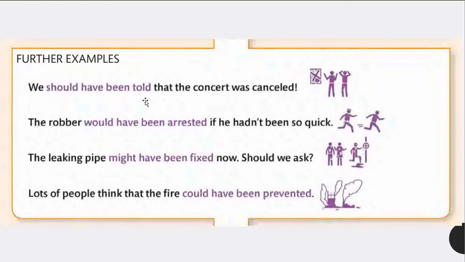We should have been told that the concert was cancelled. Would have changes to would have been: the robber would have been arrested if he hadn't been so quick. Might have changes to might have been: the leaking pipe might have been fixed now, should we ask? Could have changes to could have been: lots of people think that the fire could have been prevented. At this point, I request you to construct similar sentences with the structure that is on screen.